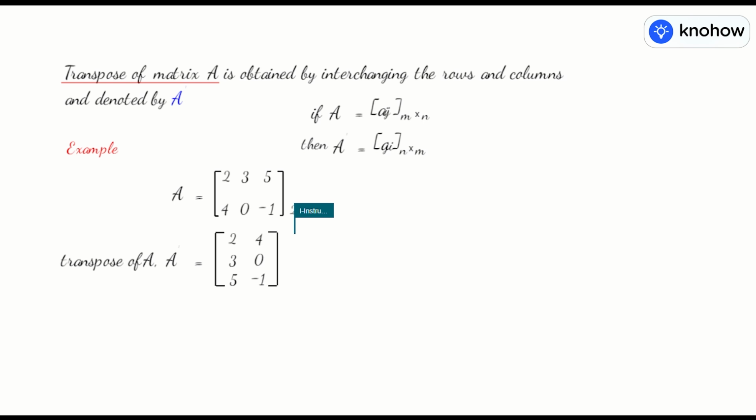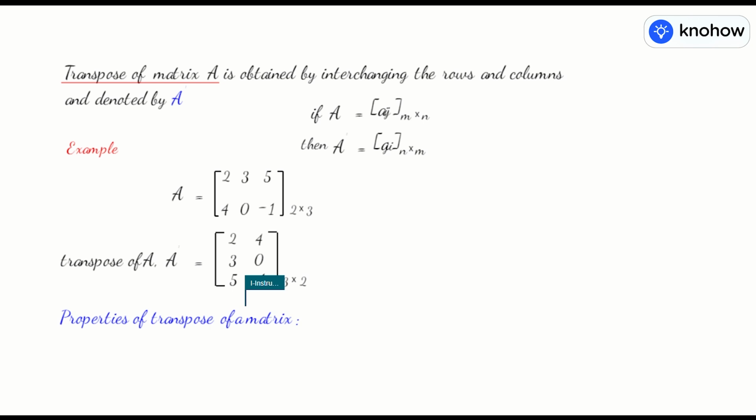And what is the order of it? Order of it is clearly 3 rows and 2 columns. So that's how we define the transpose of a matrix. Now the next is properties of transpose of a matrix.